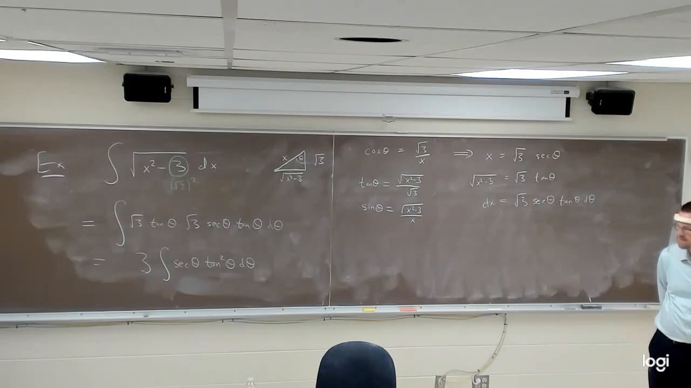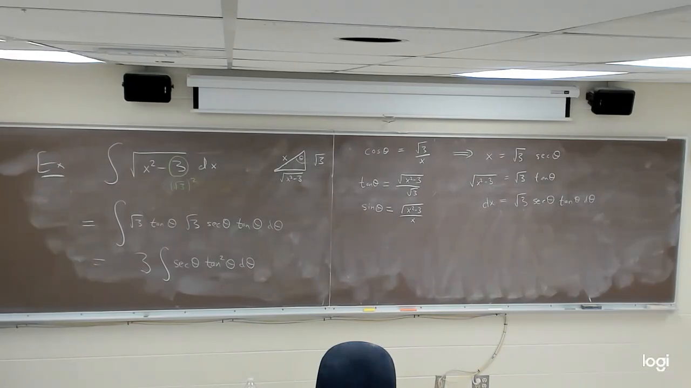Well, I could substitute tangent squared to be secant squared minus 1 and expand it. Then I've got secant cubed minus secant. But then I have to know what to do with secant cubed and secant. Secant you should know from memory. It's sort of the most challenging basic building block integral that you should just know. Log of absolute value of secant plus tangent. What about secant cubed?